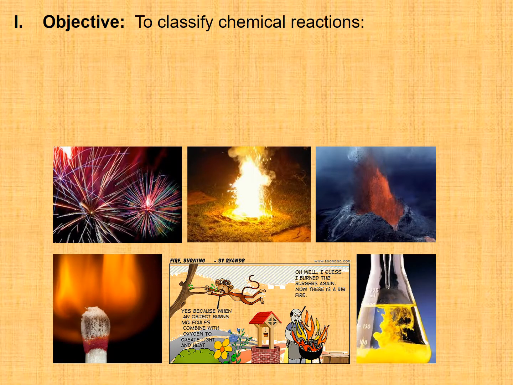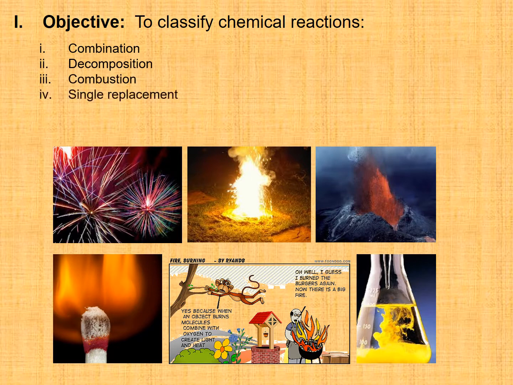The objective of this lesson is to learn how to classify various types of chemical reactions. By the end of this lesson, you'll be able to identify a chemical reaction as one of 6 possible types. That is, as a combination reaction, a decomposition reaction, a combustion reaction, a single replacement reaction, a double replacement reaction, or an oxidation-reduction reaction.